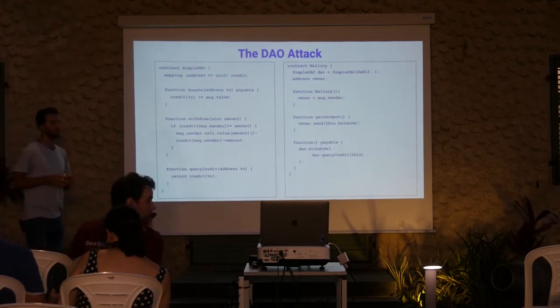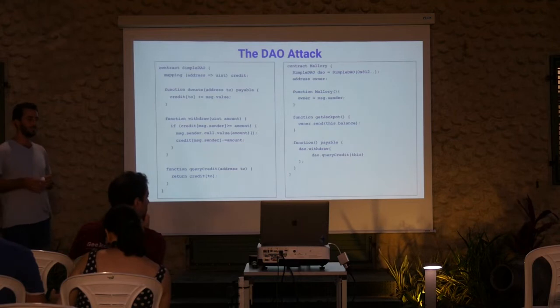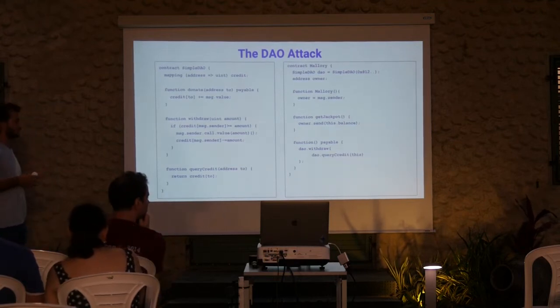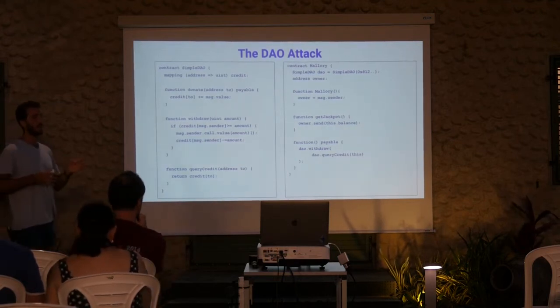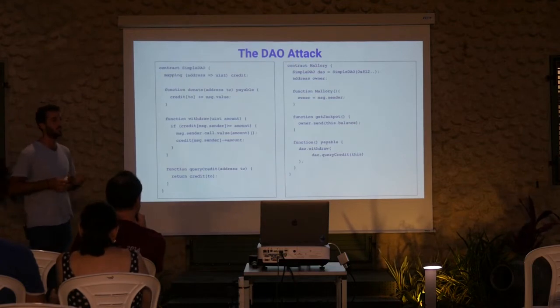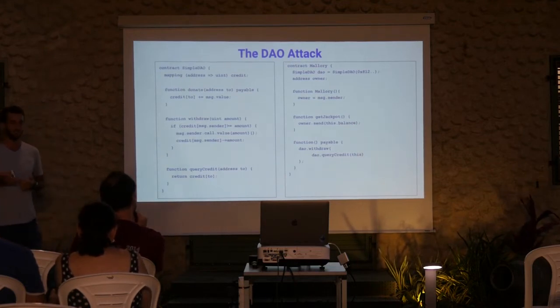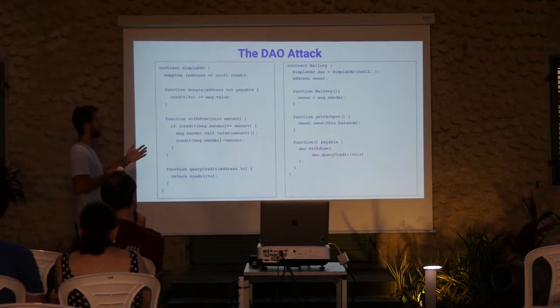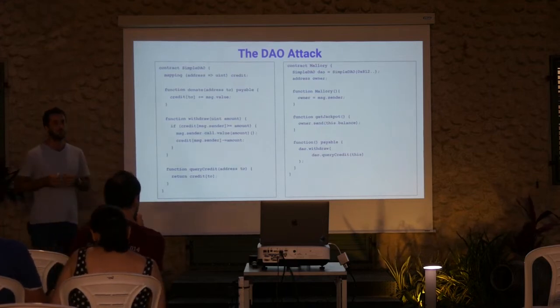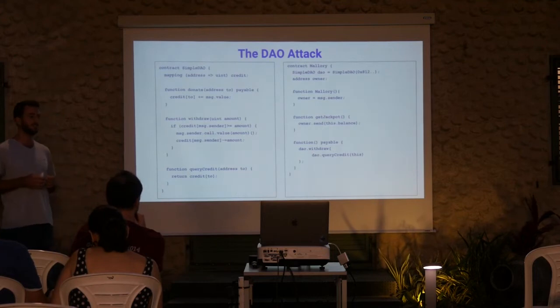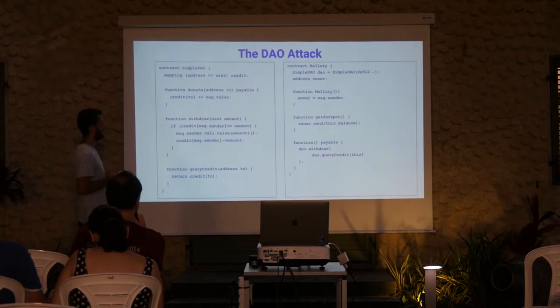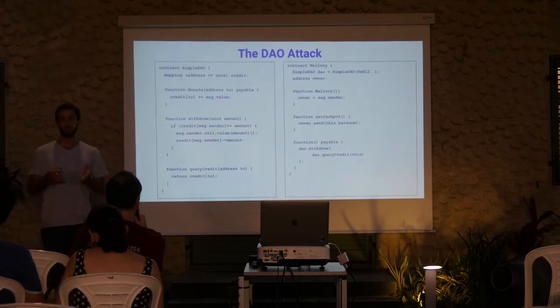All we need to do is to invoke the donate function with Mallory's address. So let's say we donate one Wei, okay, to the credit of Mallory's address. And then we need to invoke the default function in Mallory. And the result is that at first we will try to withdraw the amount that we just donated. So this is one Wei.